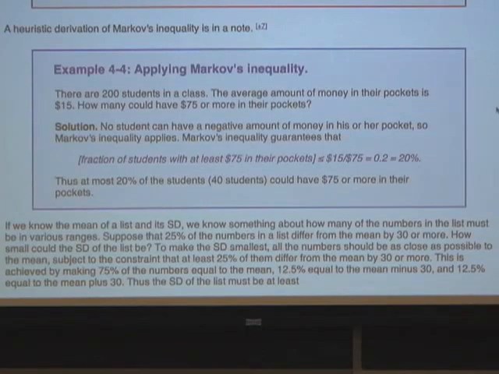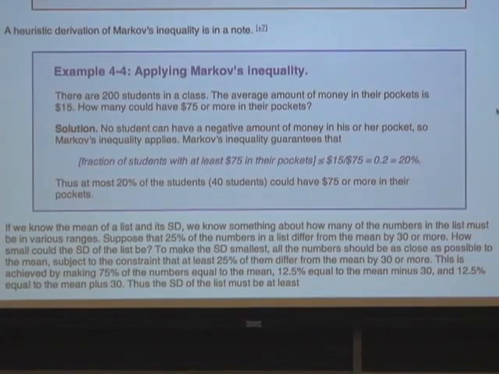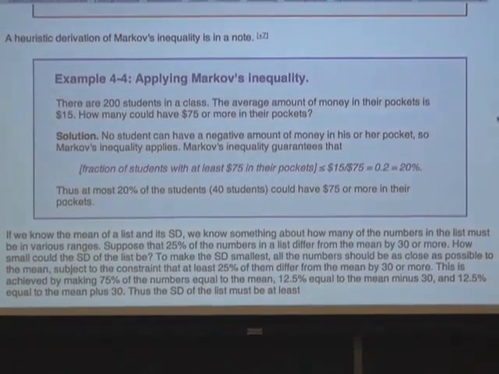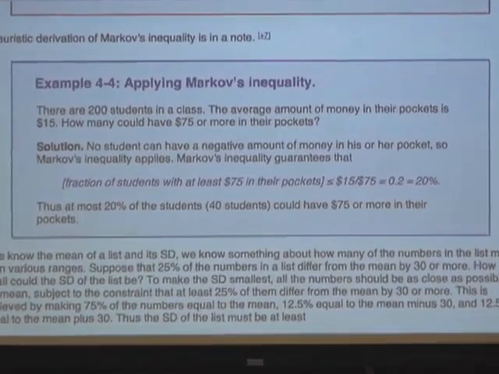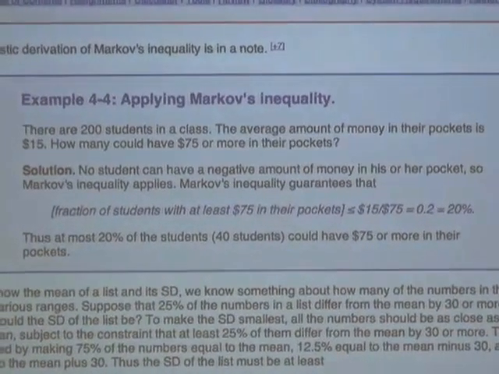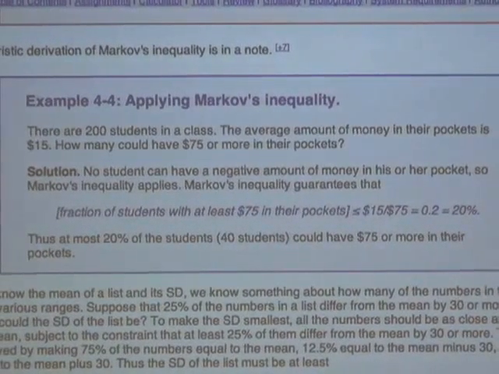So let's suppose that there's 200 students in a class. On average, they have $15 in their pocket. How many could have $75 or more? Okay, so I'm assuming that nobody is carrying around debt in their pocket, right? That the amount of money in your pocket is at least 0. Yes? So we have a list of 200 numbers, each number is at least 0. We know that the average of the numbers is 15. How many of the numbers could be bigger than 75?